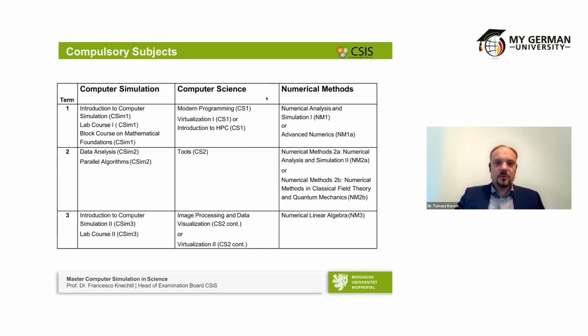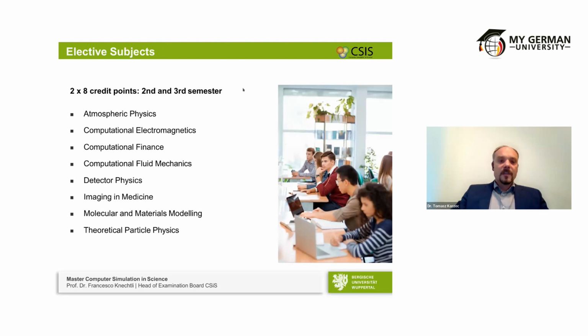What's very interesting is the choice of your specializations. So we offer the following specializations at the moment. There is atmospheric physics. We have both in physics and in chemistry, we have professors that work on this, and we have a collaboration with a research institute in Jülich that is also very strong on this topic. Then there is a specialization offered by the electrical engineering department, which is computational electromagnetics. There is the specialization computational finance offered by our mathematicians, computational fluid mechanics offered by our mechanical engineering department.